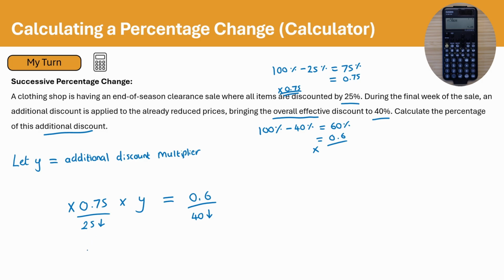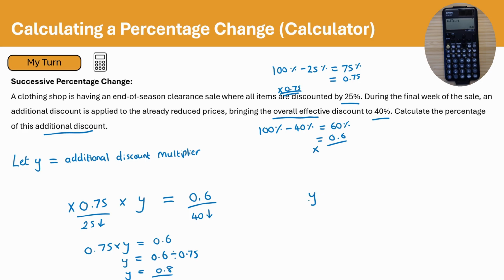Now what we can do is form this into an equation. We've got 0.75 multiplied by y, and that's equal to 0.6. If we divide both sides of this equation by 0.75, it's going to allow us to work out the value of the unknown multiplier. So I'll go into my calculator, I'll do 0.6 divided by 0.75, and it gives me an answer of 0.8. So that was my unknown multiplier.